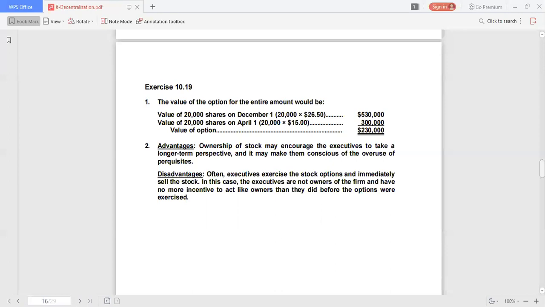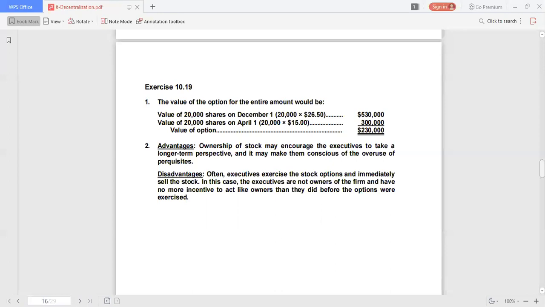So we now have the value of the option of 20,000 shares on December 1 would be 20,000 multiplied by 26.50, and the value of the 20,000 shares on April 1 was only at 15. That gives us the value of the option equal to the difference.